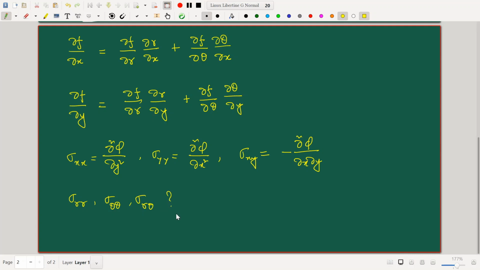What are these? To understand this, all that you have to note is that if you're looking at this xy coordinate system like this, so this is our x and this is our y, the r theta coordinate system is simply like this.